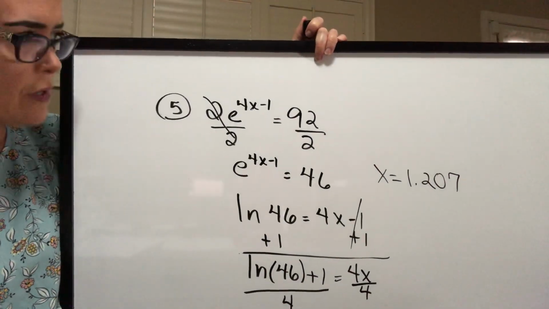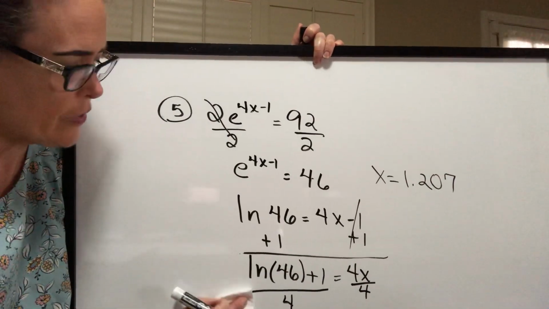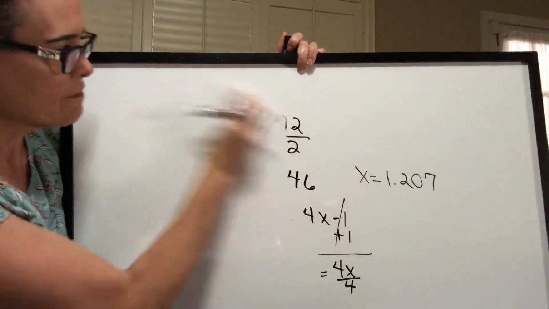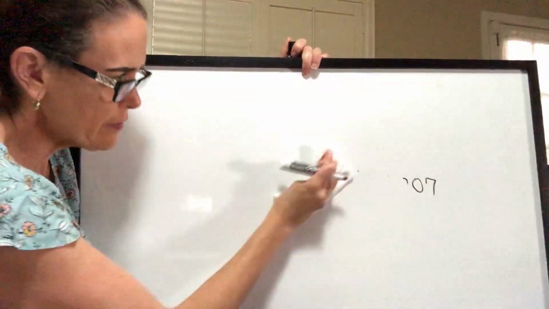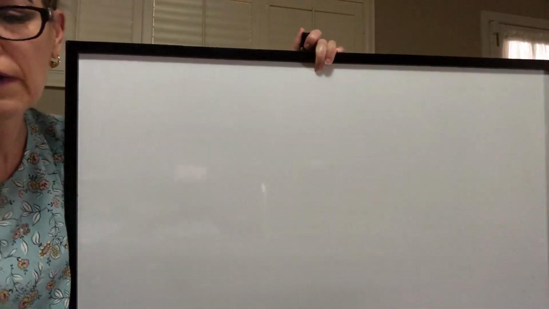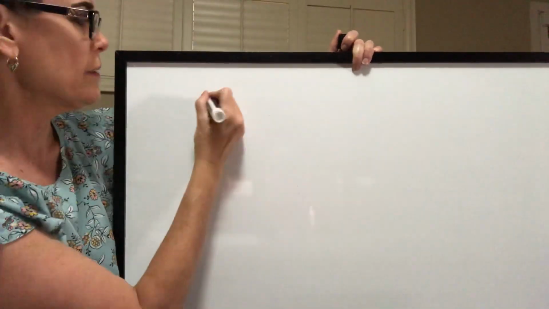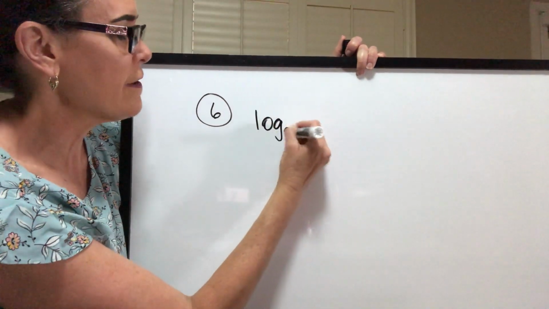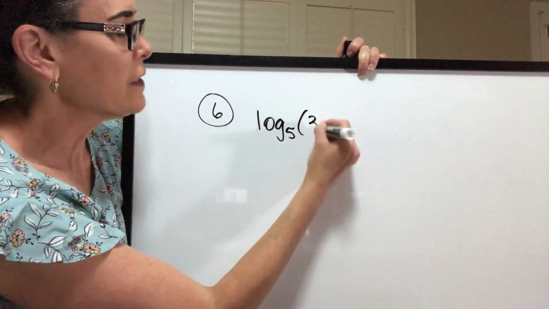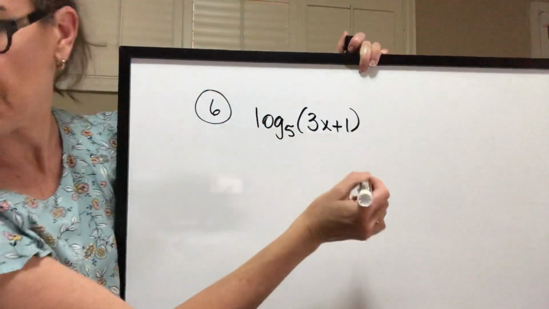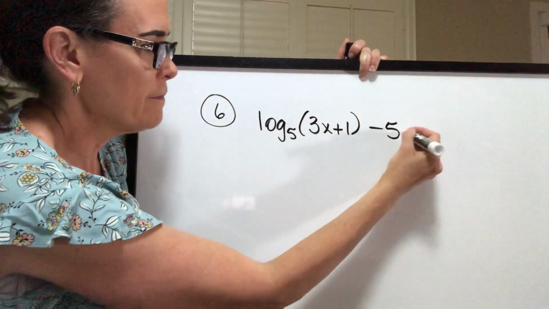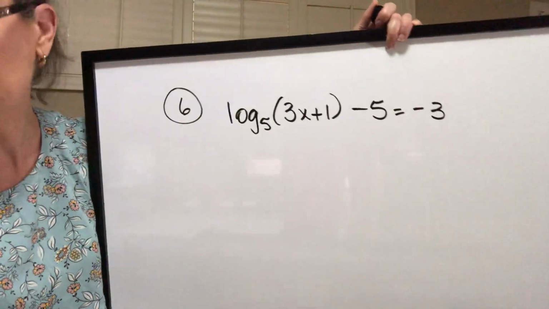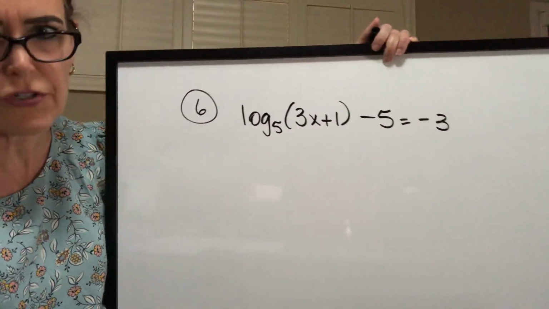Okay, so those are the ones that are called exponential equations because they have a variable inside of the exponent. So the other half of the lesson has to do with how you would solve if there's a log in the original equation. So let's take a look at number 6. So it says we have log base 5 of 3x plus 1, minus 5 equals -3. Okay, so this one contains a log. So we're going to follow those bullet points and I'll show you what each of them mean.